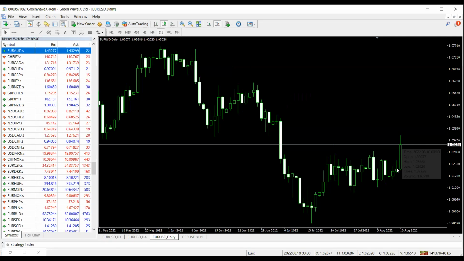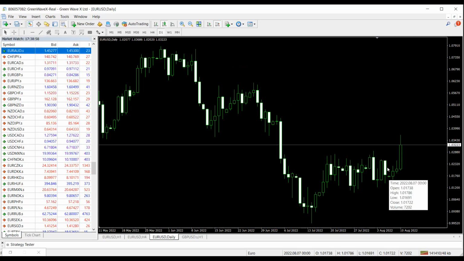This one here is what it did yesterday. This one is what it did on Monday. And this one was on Sunday when the market just opened. And then this one was last week, Friday. So you won't see anything for Saturday there because on Saturday, the market is completely closed.